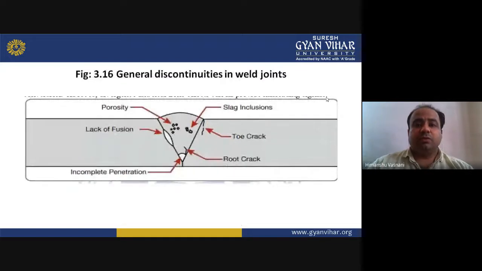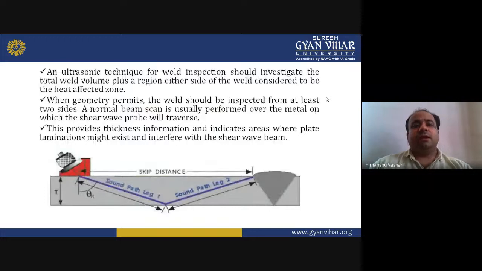signals. So this is a general diagram that I told you before also, the various defects or discontinuities in the welding zone that can be seen. Then an ultrasonic technique for weld inspection should investigate the total weld volume plus a region either side of the weld considered to be the heat affected zone.